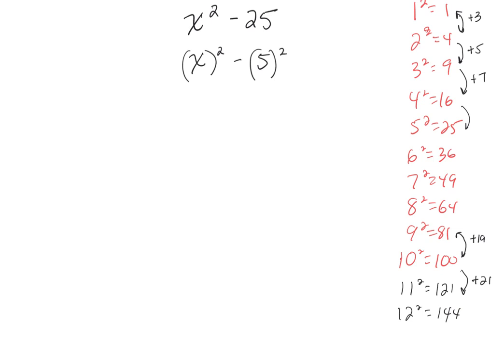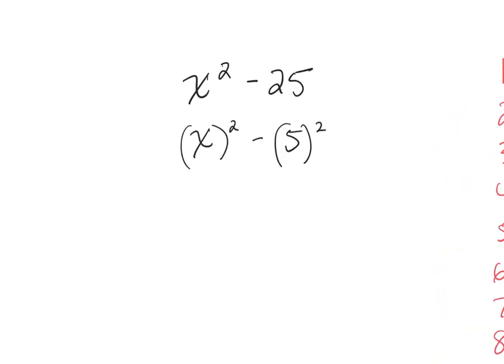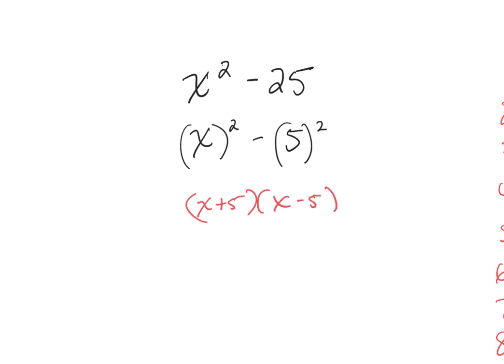Okay, well, let's take a look at this one right here. Going back. What we have here is we're going to use the same formula: a squared minus b squared is equal to a plus b times a minus b. And so what we have is x plus 5 times x minus 5. You can write it in a different order: x minus 5 times x plus 5.